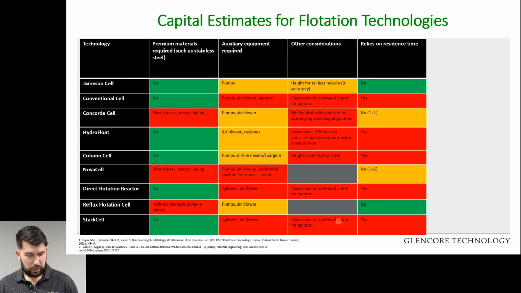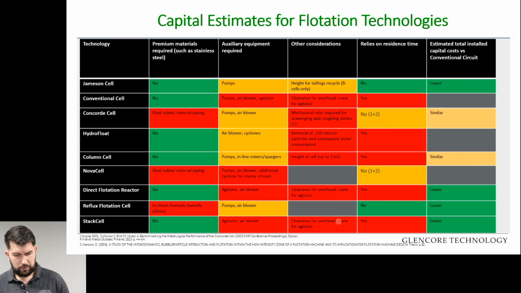I have noted that the Concorde cell and the NovaCell are marked yellow for relying on residence time. The reason why we said yellow was that those cells have the blast tube technology and use very high pressures and high velocities inside the cell, and so your tailings recycle rates are going to be higher, which is going to drive up your equipment sizes and the cost.